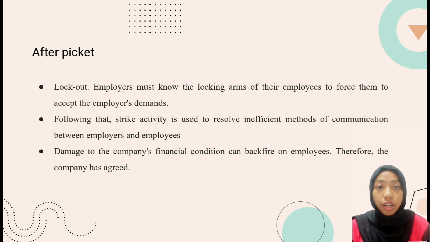Second, following that, strike activity is used to resolve the inefficient method of communication between employers and employees. Lastly, the damage to the company's financial condition can backfire on employees. Therefore, the company has agreed. Advinto, Regional Secretary of Industrial Global Union, urged businesses to respect the environment, social dialogue and resume negotiation in good faith with the union.